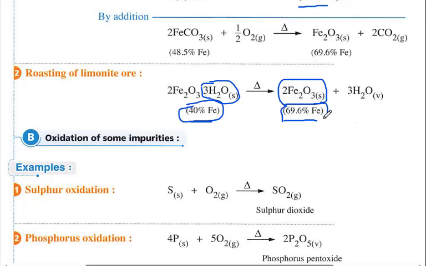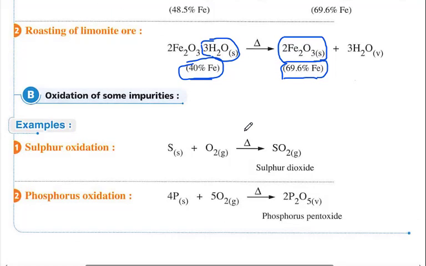69.6% of iron. Okay, so roasting also makes oxidation of some impurities. What is the importance of this oxidation? Look, the rocks are solid, and we all know that the oxides of nonmetals are gases. Okay, so sulfur is solid as a nonmetal. So when it is oxidized into sulfur dioxide, it is transformed from solid in the ore into gas in the air. So we get rid of some impurities through roasting.